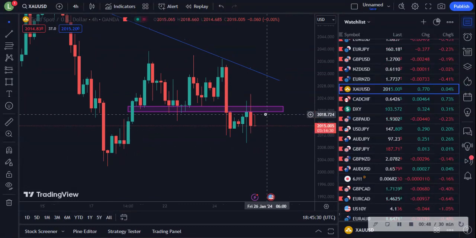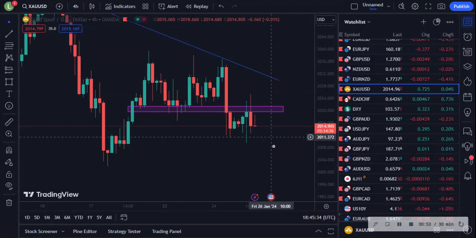So this one is enterable. Preferably needs a stop loss above this box, but this is a setup that's available. It's kind of already started moving.